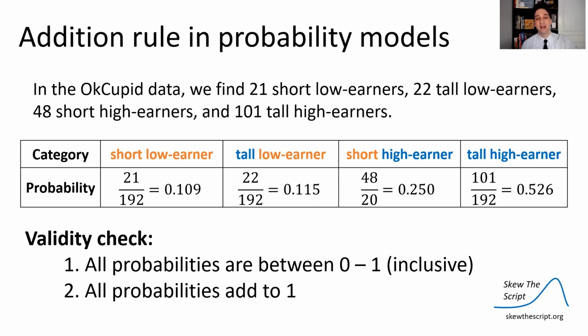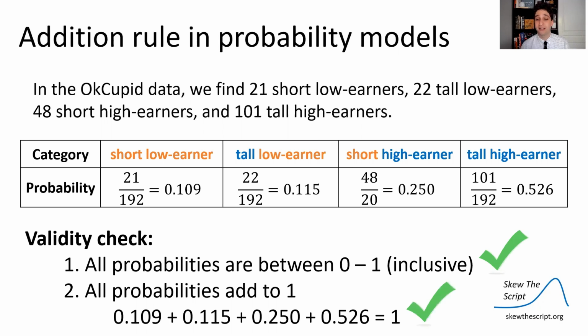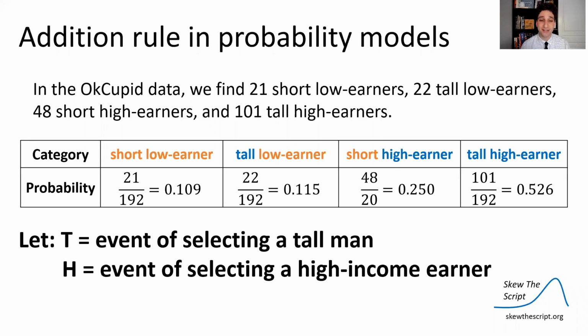Well, we need to first check, are all the probabilities between 0 and 1? They are. Do all the probabilities add up to 1? Yes, we have covered the entire sample space. So let's let T equal the event of selecting a tall man randomly from this pool, and H the event of selecting a high income earner.